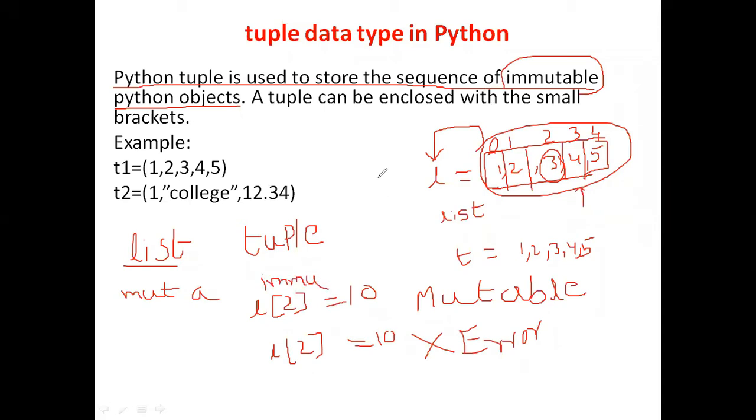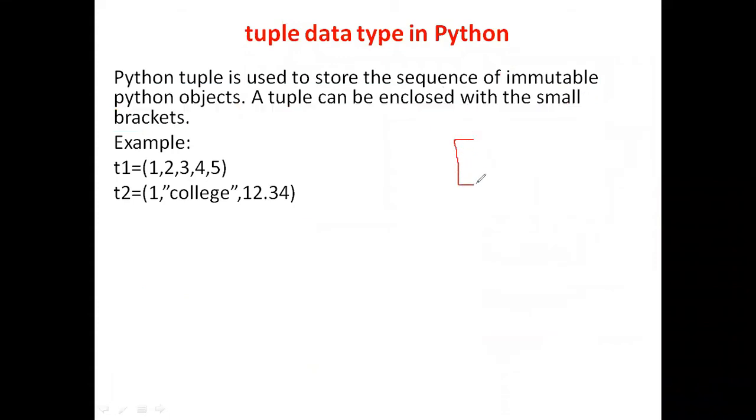Now, how can we create a tuple? A tuple can be enclosed with small brackets. So how do we create a list? By using square brackets. If you define it like this with square brackets, then this is the list data type. If you create it using small brackets, then it is a tuple. So for example, T1 equals 1, 2, 3, 4, 5. This is a tuple. And 1, 2, 3, 4 with a float value is also a tuple.